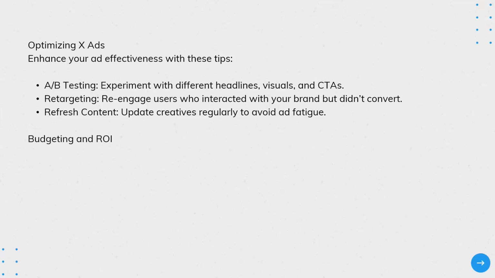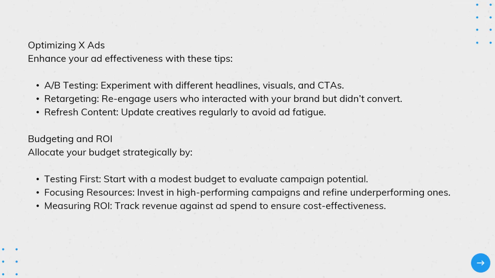Budgeting and ROI. Allocate your budget strategically by testing first. Start with a modest budget to evaluate campaign potential. Focusing resources, invest in high-performing campaigns and refine underperforming ones. Measuring ROI, track revenue against ad spend to ensure cost effectiveness.